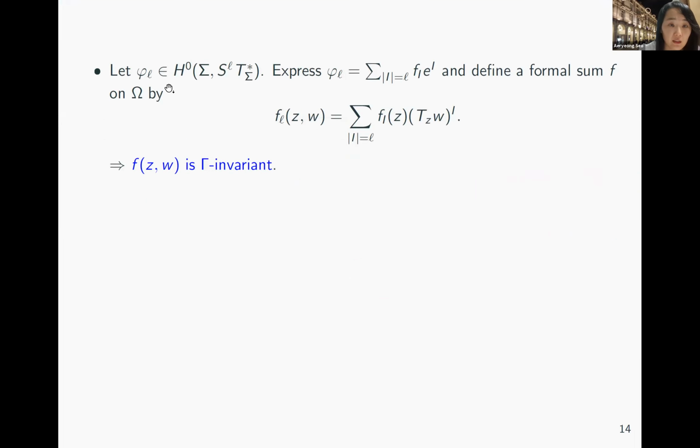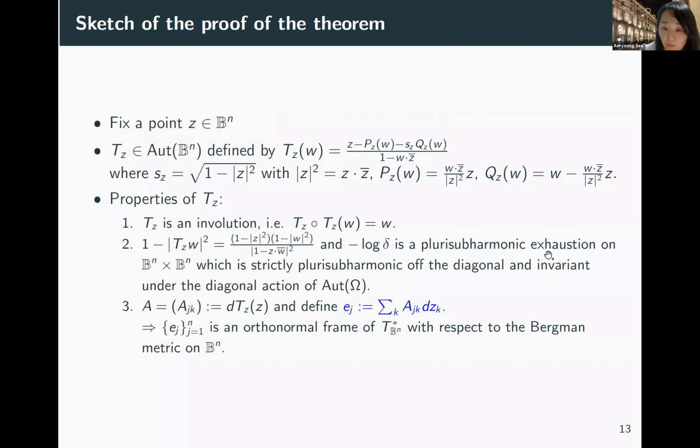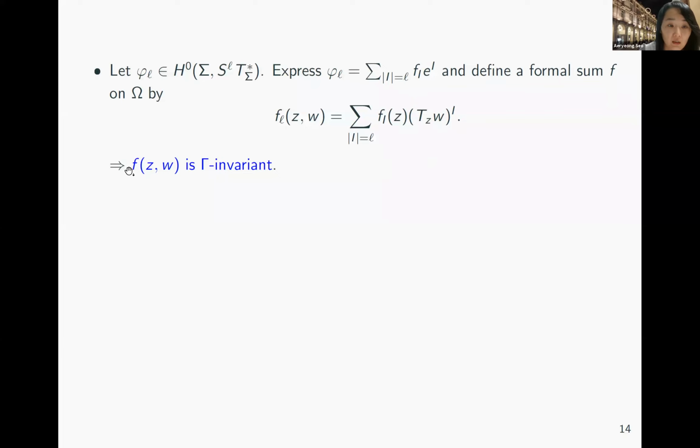And next, we are going to consider the symmetric differential. If we express this symmetric differential with respect to the orthonormal frame defined just before, we are going to define the formal sum F like this. So we change this e to e_{z,w}. Then actually, because the transformation formula of this T_{z,w} with respect to the automorphism is the same as the transformation formula of this e_j, because of that, this F should be gamma invariant. Of course, it should be with respect to the diagonal action.